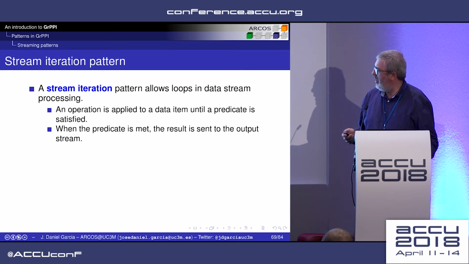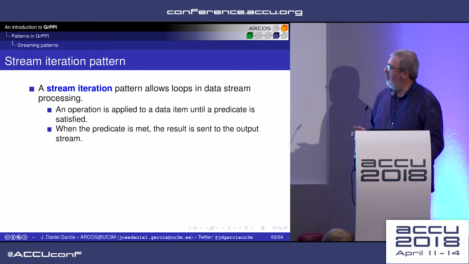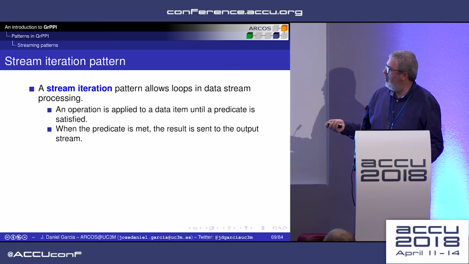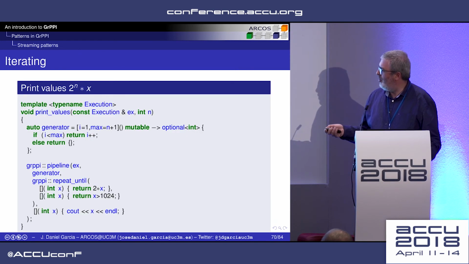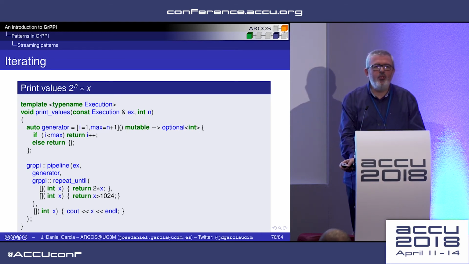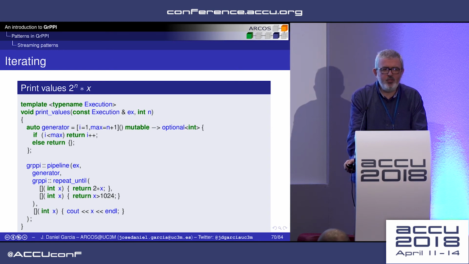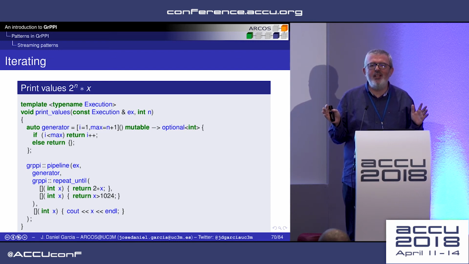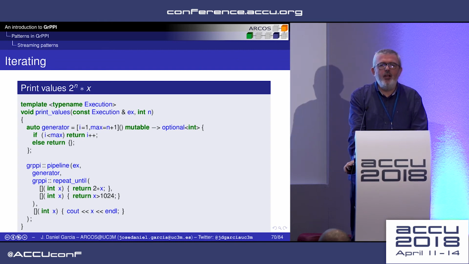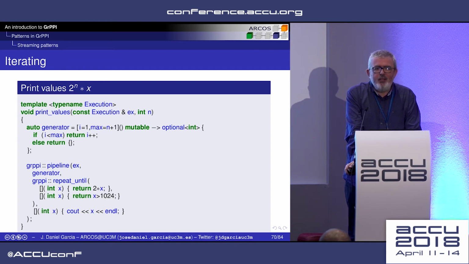So we have a transformer and a predicate. Here you have this pipeline with a generator, and then I say repeat until. I think it's easy to understand. I repeat multiplying my value by 2 until it's greater than 1024. This pipeline is not exactly acyclic. We sometimes allow cycles to do feedback.